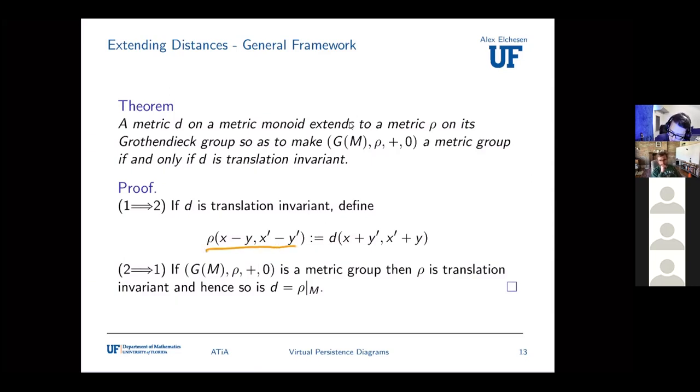So if you want to define the distance between two differences, you just swap them. You just take the negative parts and move them to the other side, right? And so that's going to be a translation invariant metric on the Grothendieck group. Everything's compatible. You get a metric group. Conversely, it turns out that if you have a metric group, then rho is automatically translation invariant. So any metric on a metric group is translation invariant. And then you restrict it down to the monoid, it's also going to be translation invariant.